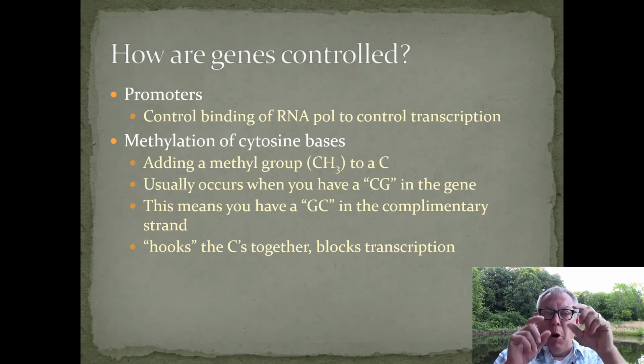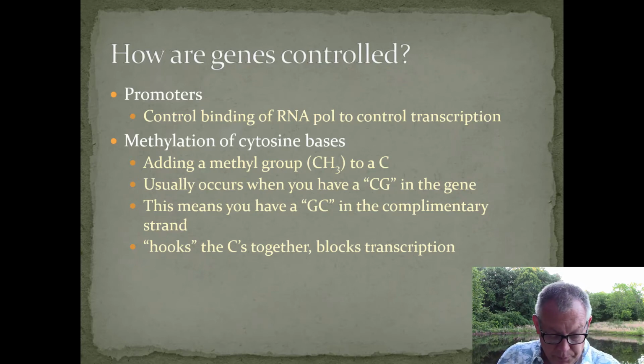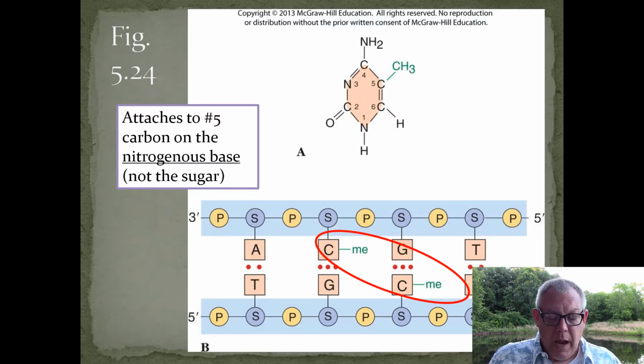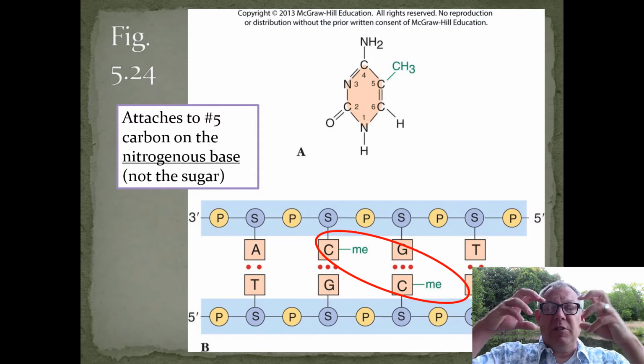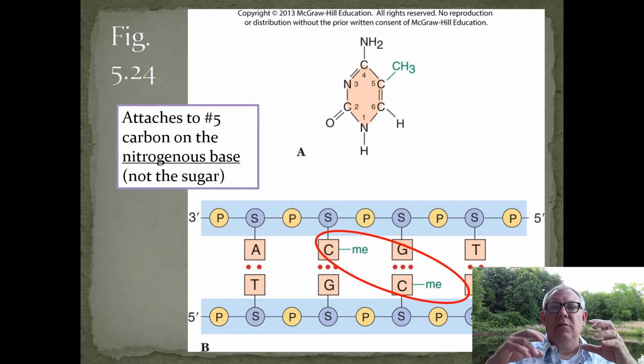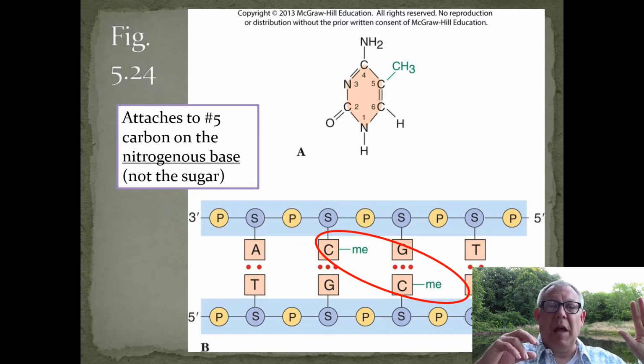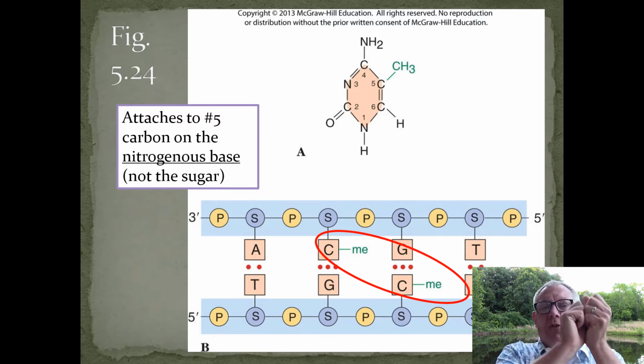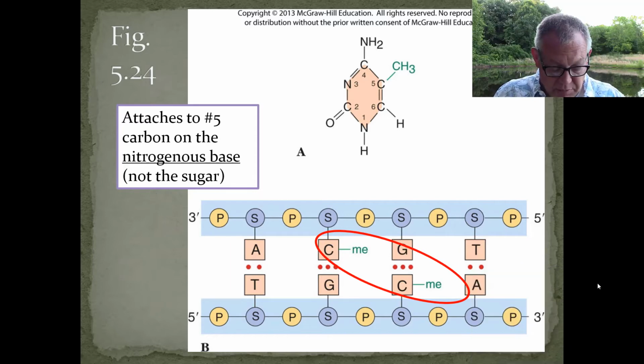If both those C's get methylated, it sort of hooks them together. That's what they're showing you in this figure from your book. The methyl group attaches to the nitrogenous base, not the sugar, so the inner part of the DNA molecule. That hooks these cytosine bases together, and that stops RNA polymerase and all the enzymes from being able to transcribe that gene. It blocks transcription by physically altering the shape of DNA. And so that's a very easy, quick and reversible way to shut off a gene. You could very easily just remove those methyl groups, and now that gene can be transcribed.